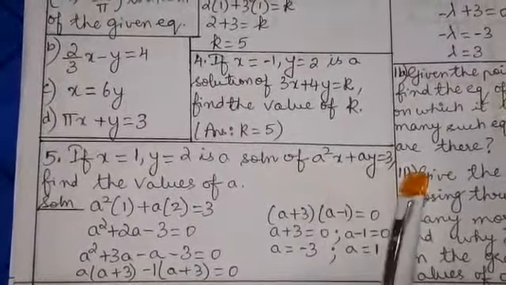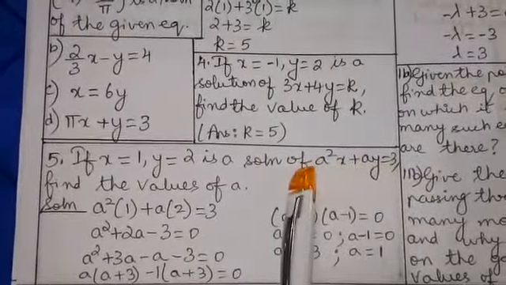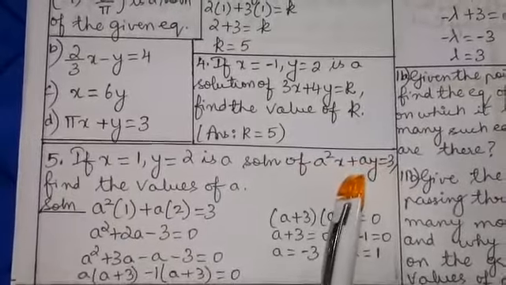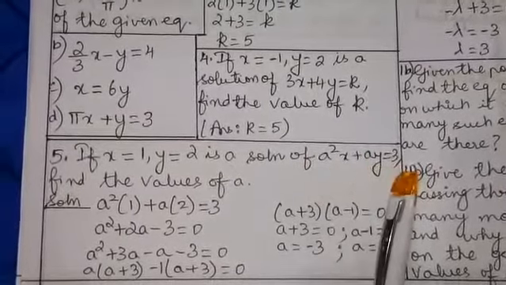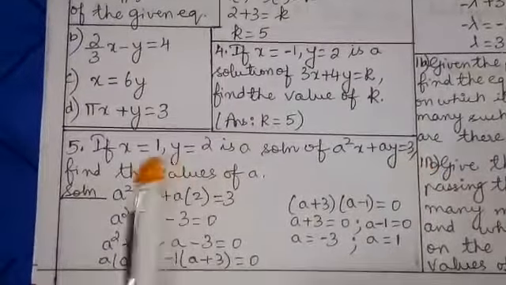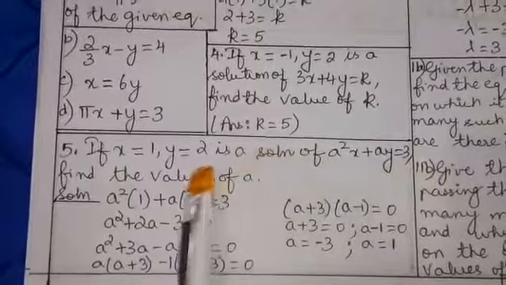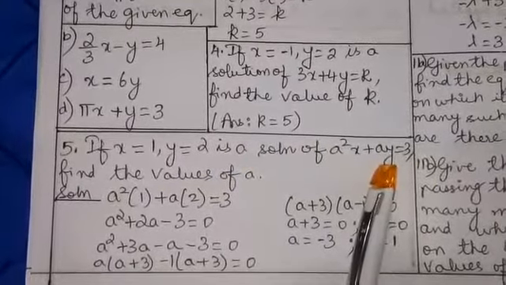So this is a linear equation in x and y. A square is the coefficient of x and a is the coefficient of y. This is not to be mistaken for a quadratic equation. Alright, so we have a solution given to this equation and we know that the solution will satisfy the linear equation.